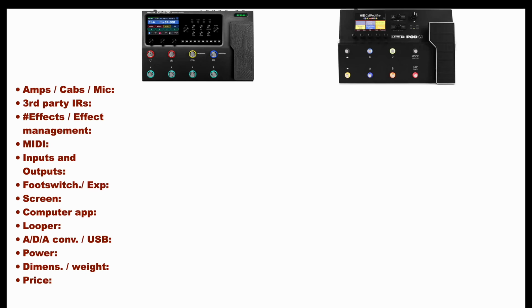We'll now compare the two units among the following parameters: number of amps, cabs and mics built-in, third-party IRs availability, number of effects and effect chain management in general, MIDI availability, inputs and outputs available in both the units, foot switches and expression pedals, screen size and type, computer app availability, looper and drum machine, ADA conversion and USB channels, current, power, dimensions, weight and price.